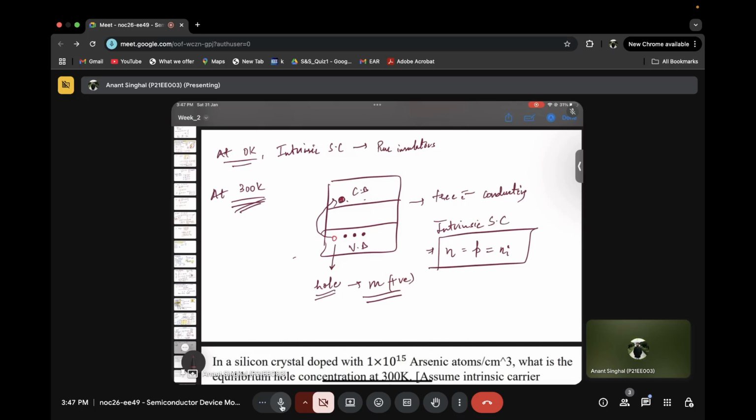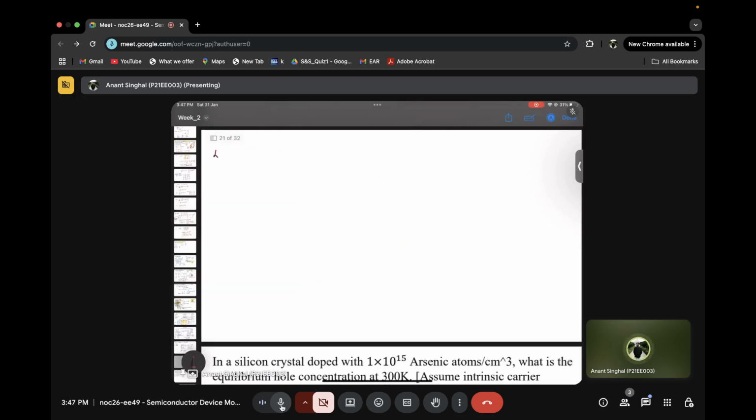Is it clear? The intrinsic semiconductor? Okay. Then the second thing that we have is the extrinsic one.